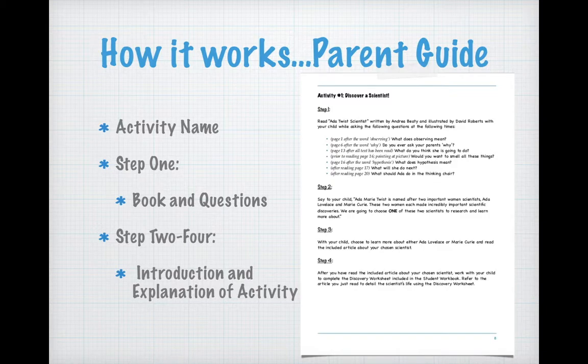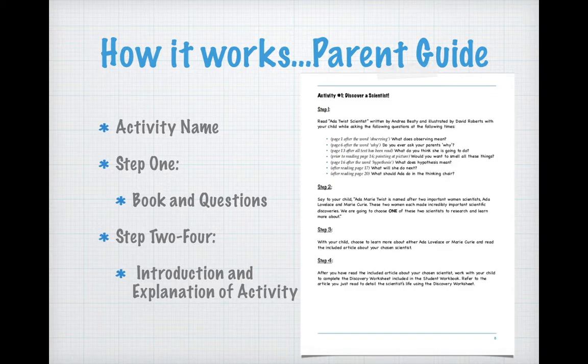And now the order of the activities does not matter. You do not have to do them in numerical order. You don't have to do 1, 2, 3, 4. But the number is going to help you identify what materials you need in the student workbook because they're labeled the same way. So activity number 1 in the student workbook is also called activity number 1, Discover a Scientist. So it's just to help you find what you need.